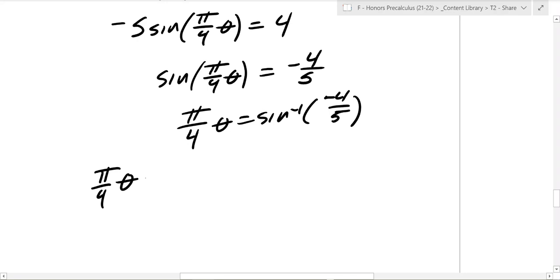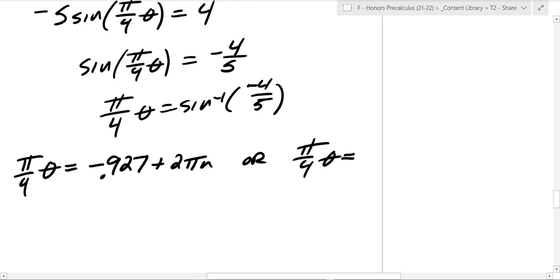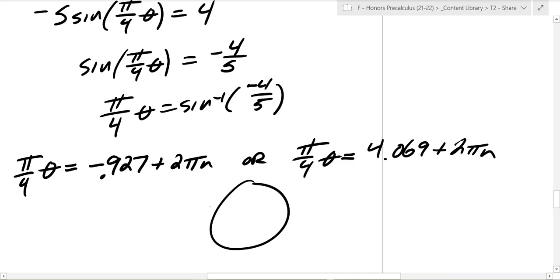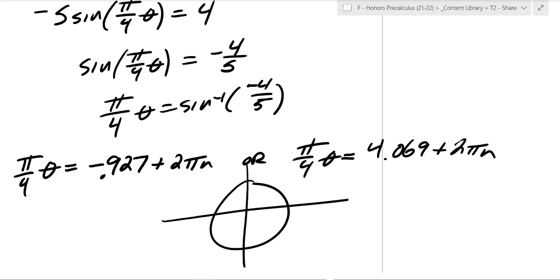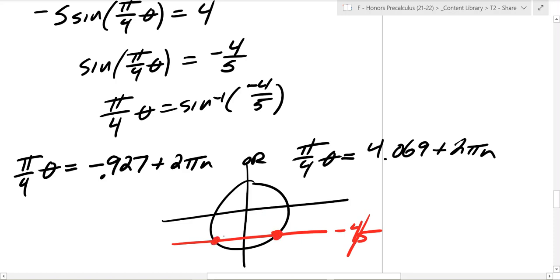Pi over 4 theta is either equal to negative 0.927 plus 2 pi n, or pi over 4 theta comes out to be 4.069 plus 2 pi n. And this is because on the unit circle, when you're looking for a sine value that's negative 4/5, negative 4/5 is right here, negative 4/5 is right there. So what that means is you're either here or there. So when you do this on your calculator, you're going to get the negative 0.927, or you go all the way around from here to there.